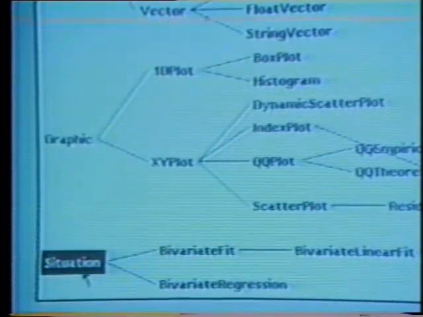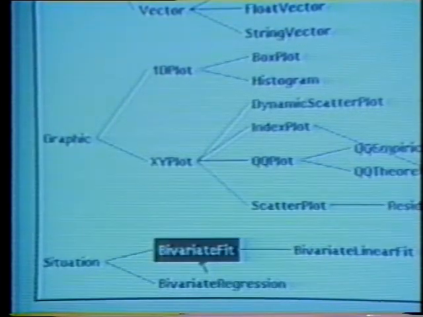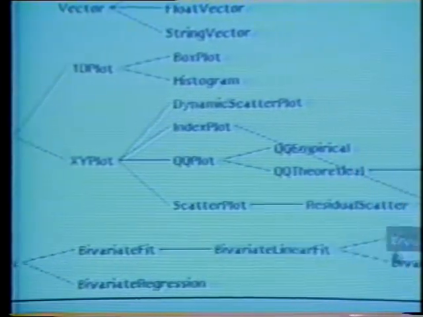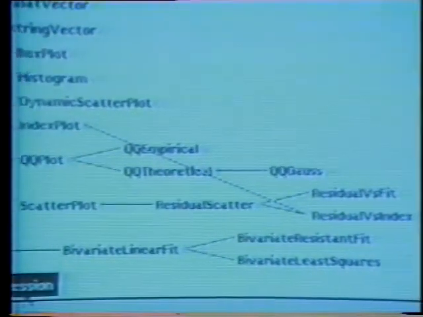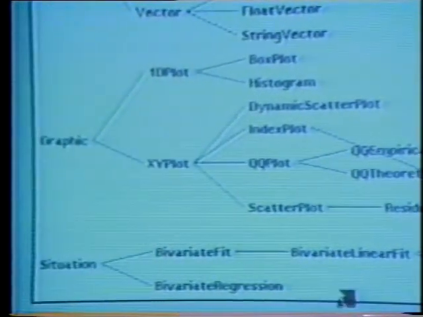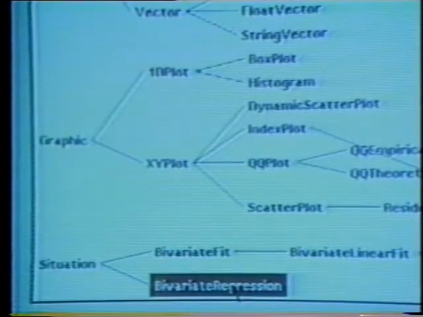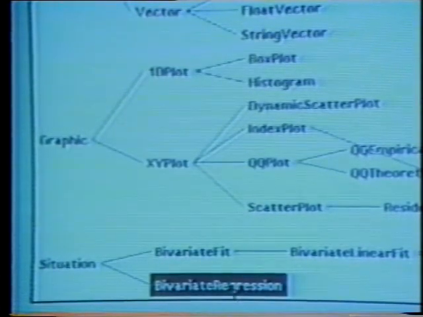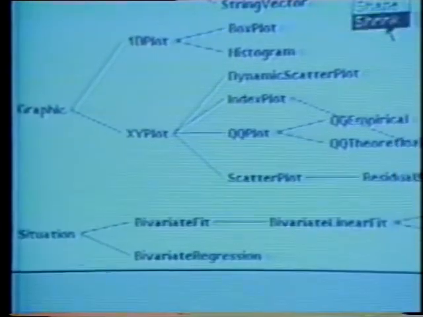A different kind of class is something we call a statistical situation. These represent less familiar artifacts of a data analysis, such as fits, or decision nodes in the analysis, such as a bivariate regression. For this particular data set, I'm interested in regressing the infant death on the per capita GNP, so I select a bivariate regression from the toolbox, and I'll close the toolbox.